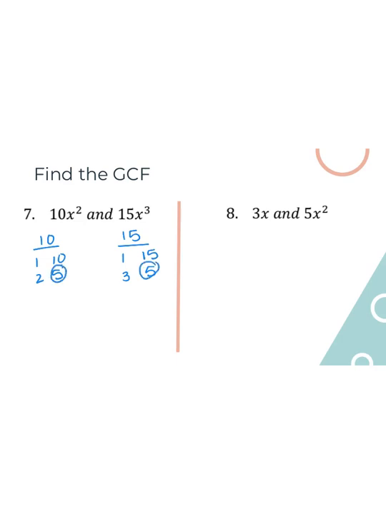Okay, but now I have my exponents that I have to look at. So I have x to the second and x to the third. Well, x to the second is smaller. So my greatest common factor for this one, because the 5 is the number that's in common, and then x to the second would be my letter and my exponent in common. So my GCF would be 5x squared.